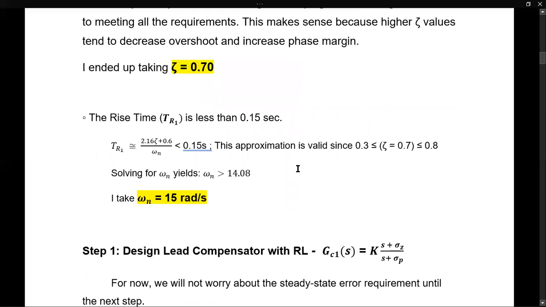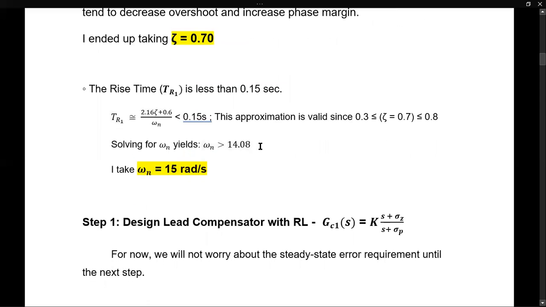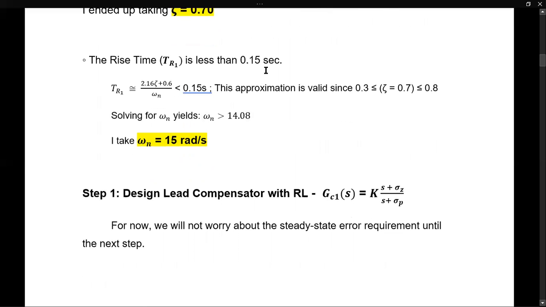Second requirement is the rise time less than 0.15 seconds. And we solve this equation here for the natural frequency omega_n using the zeta from above. And this gives us omega_n should be greater than 14. So I take the natural frequency equal to 15 radians per second.